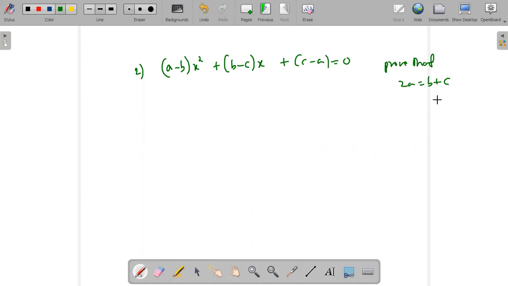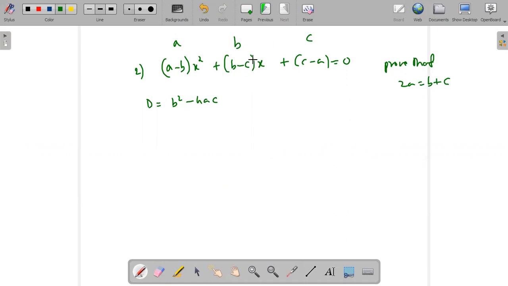Prove that 2a is equal to b plus c. Okay. So first, as I explained in the previous one, let me find the value of the discriminant. D equals b square minus 4ac. That is the formula by which I will find it. So this is my a, this is b, and this is c, because that's the format.